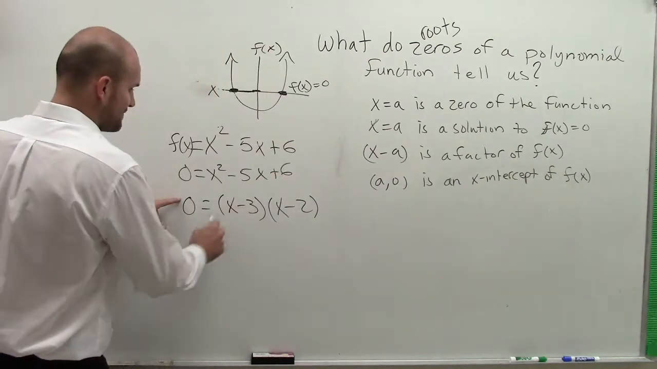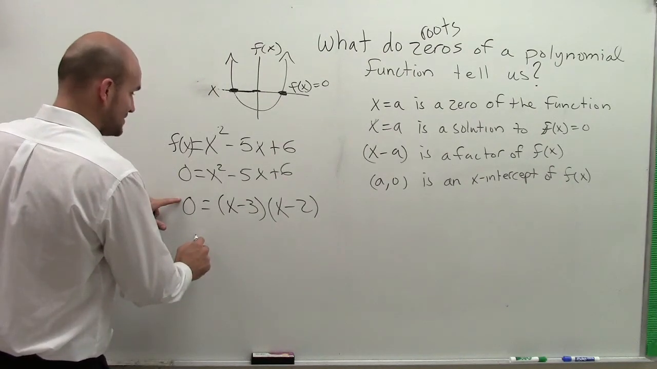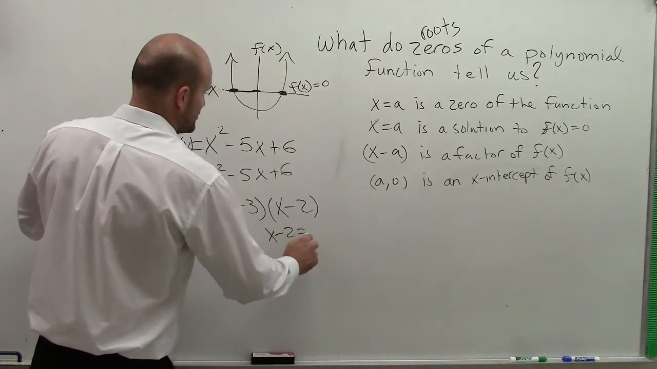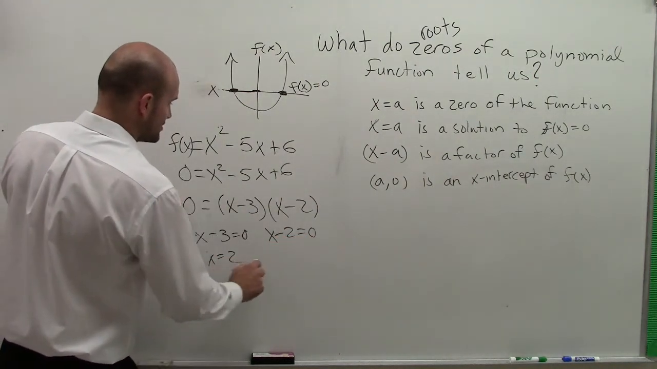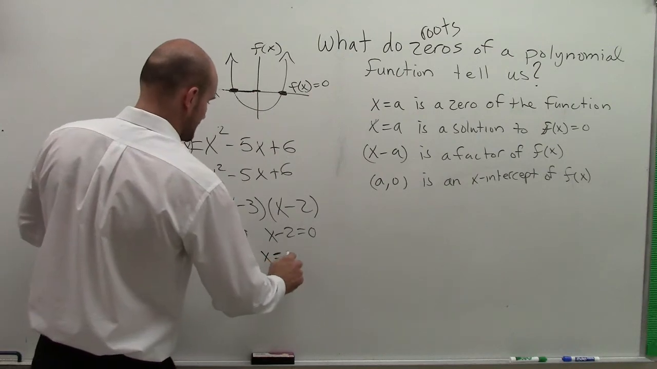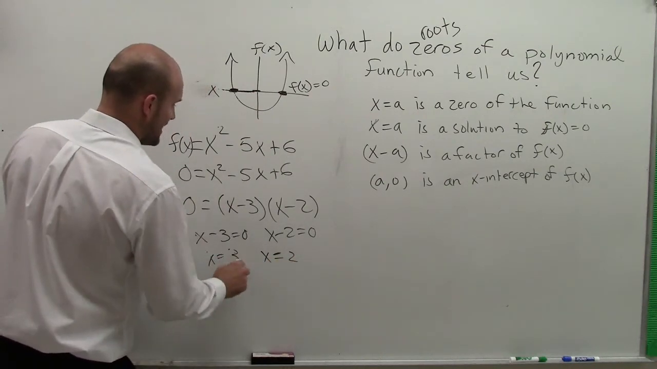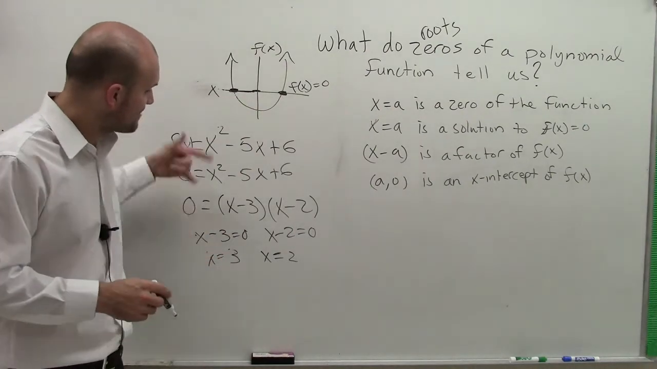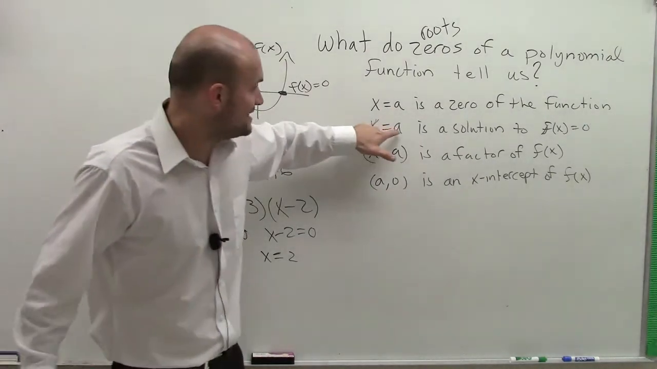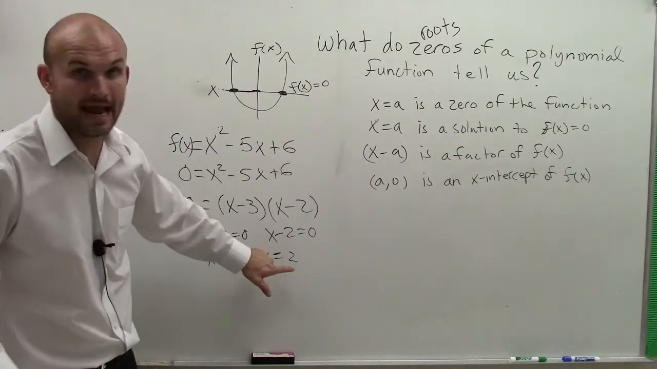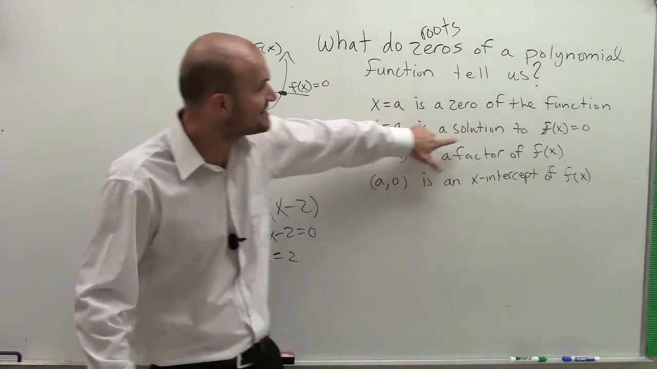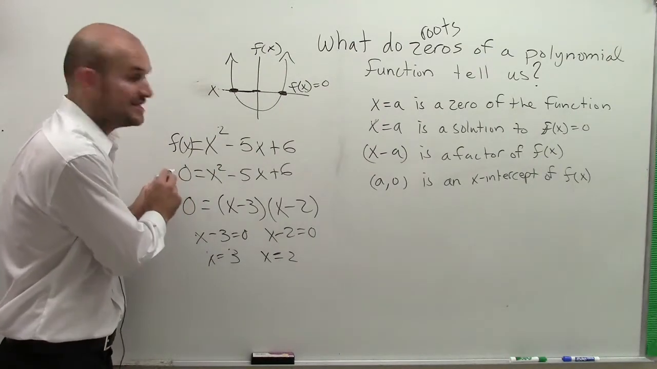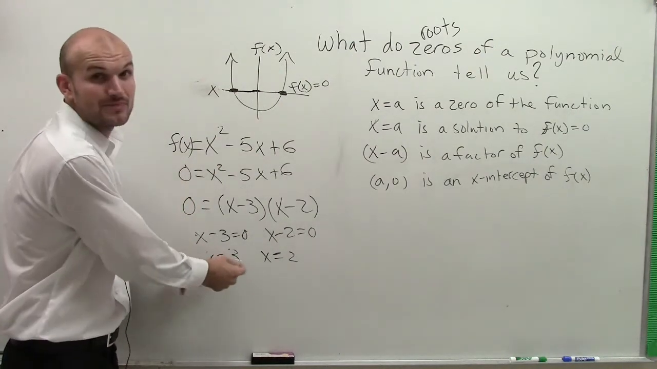Then the next thing we do to find the zeros is we set these equal to 0. So we say x minus 3 equals 0 and x minus 2 equals 0. So you could say x equals 3 and x equals 2. Obviously, that does not resemble the same graph. But what you notice is by solving for it, x equals a, my 3 and my 2 for this problem, is a solution to f of x equals 0, meaning it is a solution when I put 0 in for f of x. Because that's what you solve for.